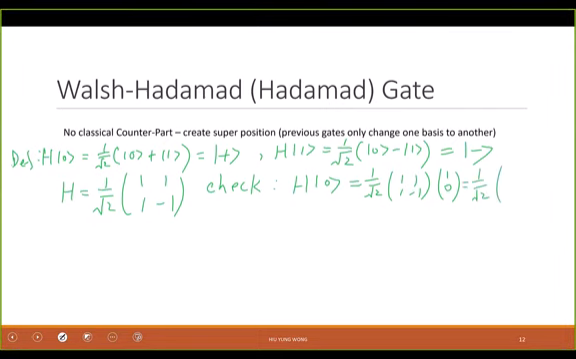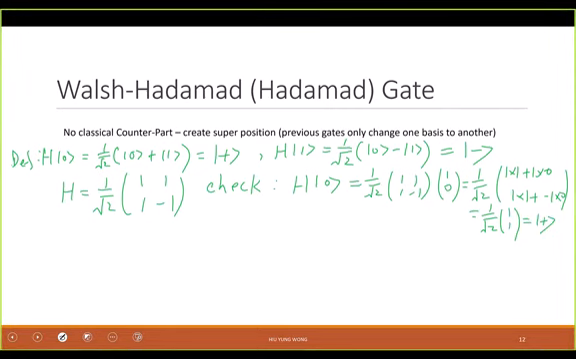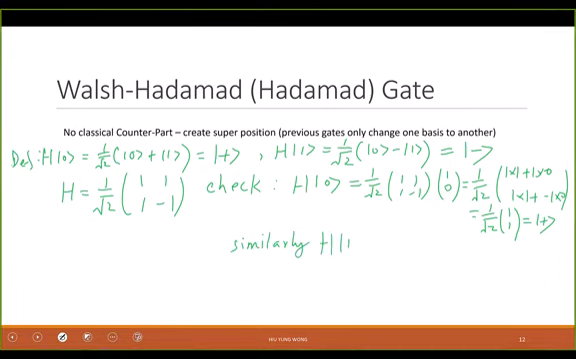Okay, what is this? 1 times 1 plus 1 times 0. 1 times 1 plus negative 1 times 0. This is 1, 1, which is equal to plus. Is that okay? So you can check yourself again similarly. H applied to 1 equals 1 over square root 2, 1, negative 1. You can check it. I won't show you here.